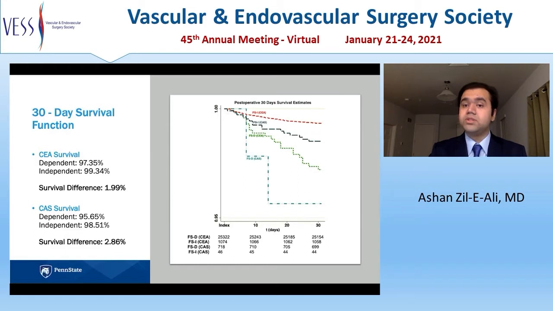On the right side, the image shows that the red line on the top, which is functionally independent patients undergoing carotid endarterectomy, had better survival as compared to functionally dependent patients undergoing carotid artery stenting on the last line.